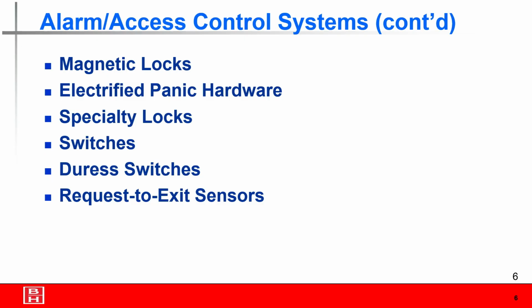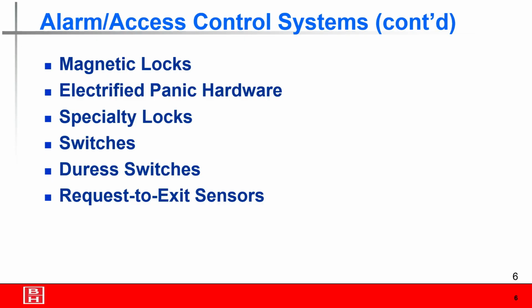Duress switches are usually placed under the desk or counter to alert security if a person at the counter feels threatened. The two most common are finger activated or foot activated. So if you think about a bank, if they're getting robbed, they can press a button to alert police.